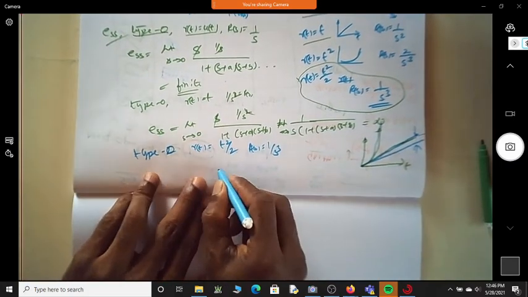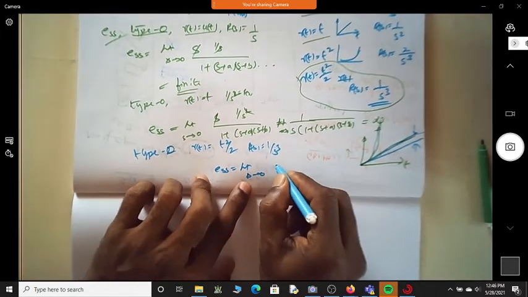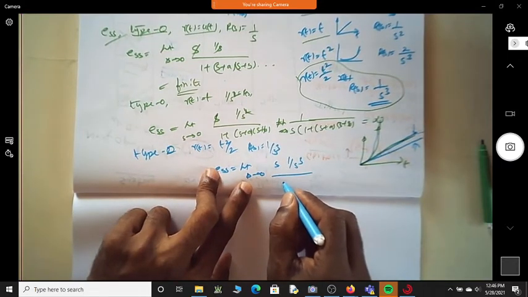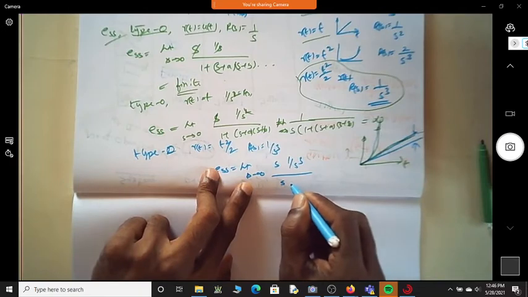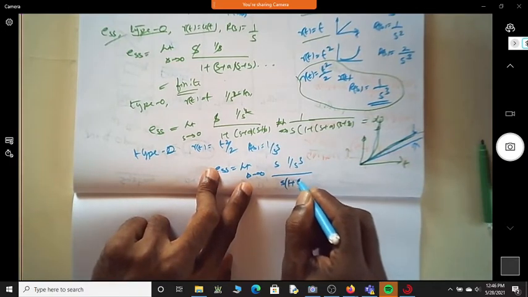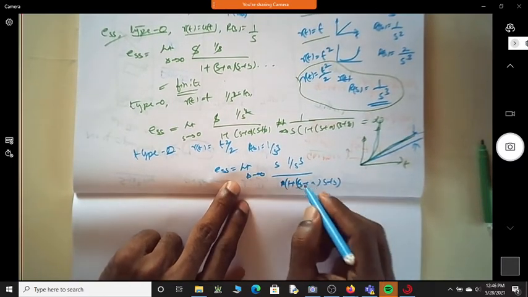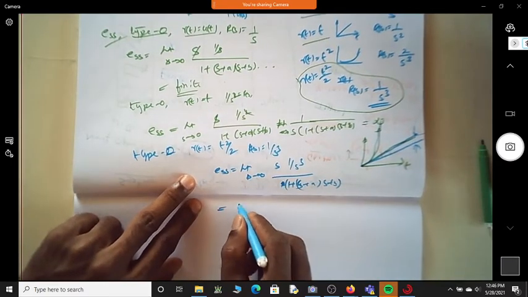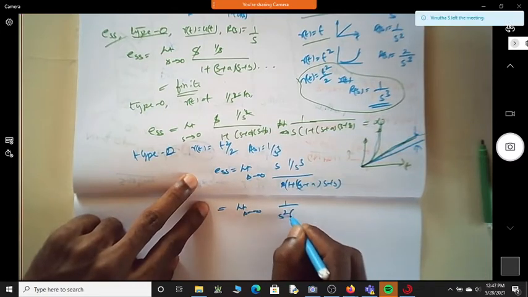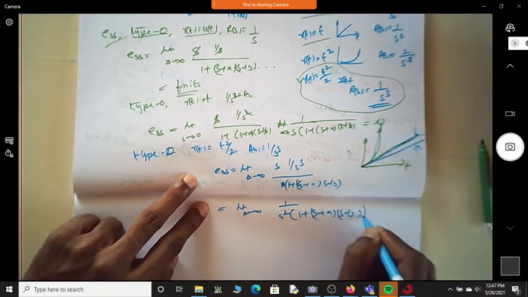Same as that one, do we end up with ESS is equal to limit of s tending to 0, s into 1 over s cube, and then divided by 1 plus s plus a, s plus b? Am I correct? Sorry, there is no extra s. So will it become limit of s tending to 0, 1 over s square, 1 plus s plus a, s plus b, and so on?